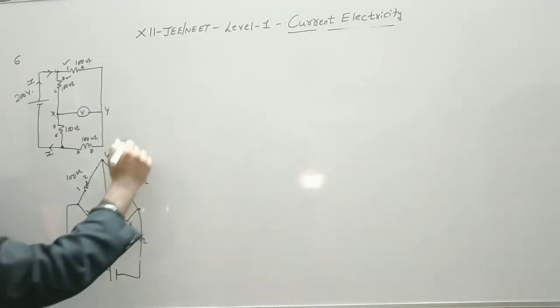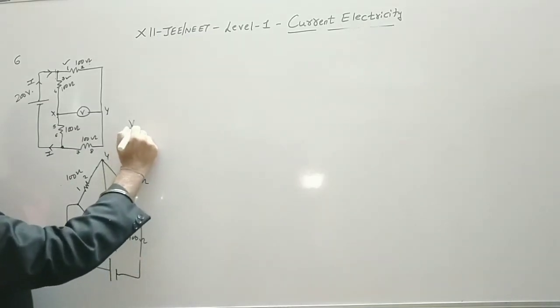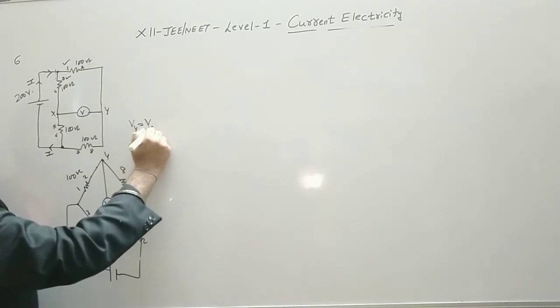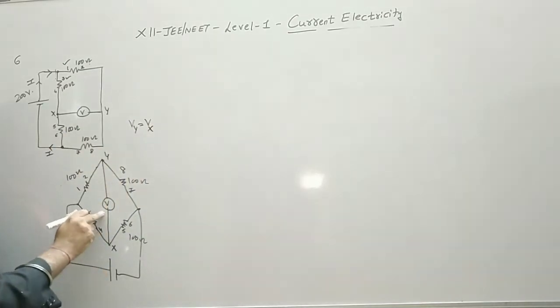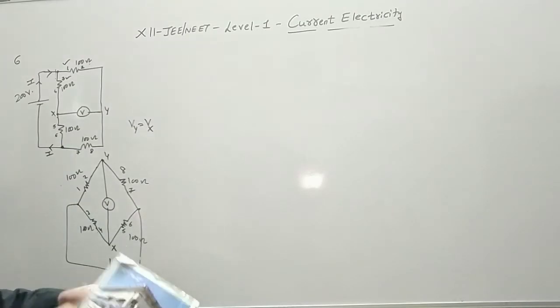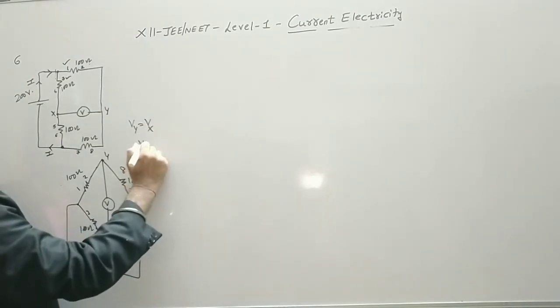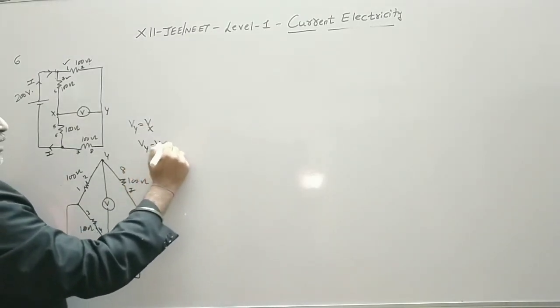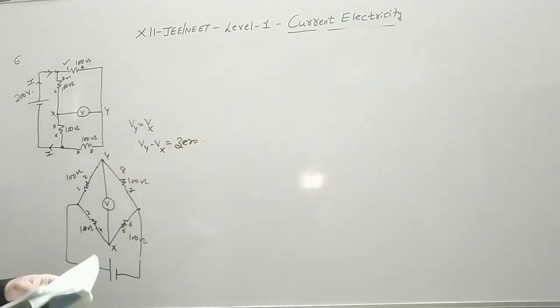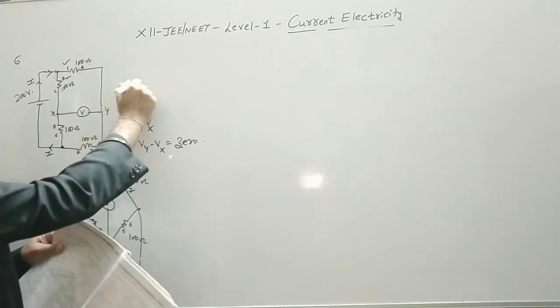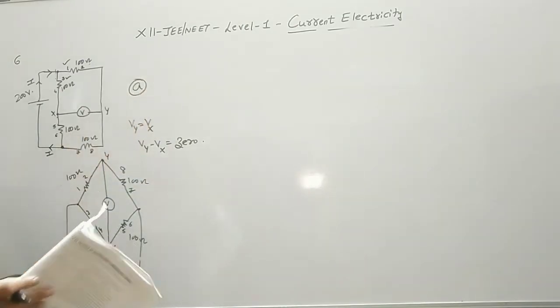And in a balanced Wheatstone bridge, the potential at Y is equal to the potential at X. If we have connected a galvanometer, it shows 0 deflection. It means the potentials are equal. We have to find out the potential difference, so the potential difference between point Y and X would be equal to 0. So directly we have the answer as 0, that is option number A.